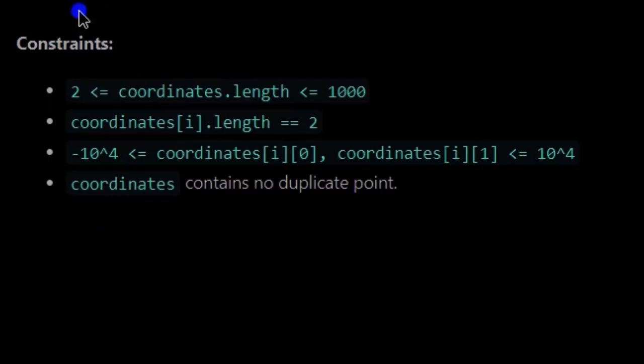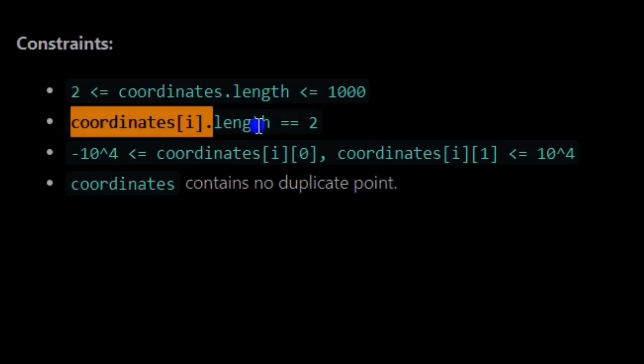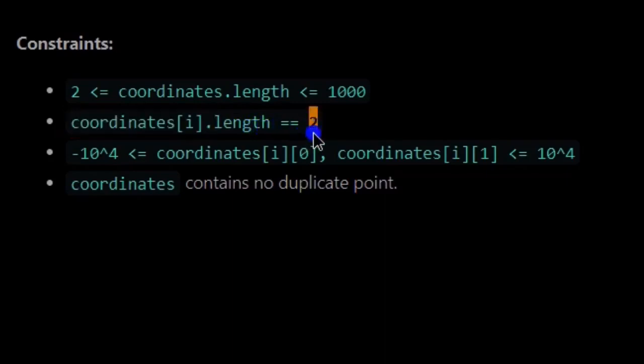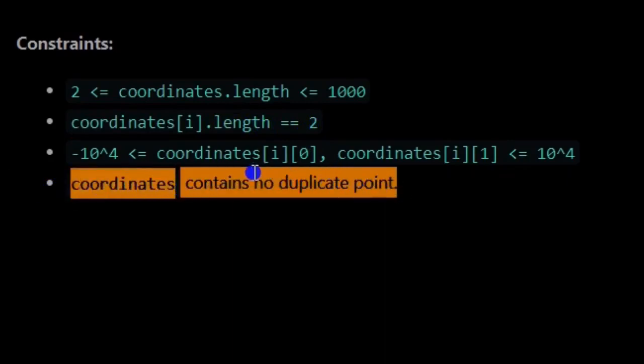Also we are given that the length of the coordinates, or the number of input points, will be minimum 2 and maximum 1000, and coordinates[i].length means each point will be of length 2 because there are two values, x and y coordinate. And the fourth point is that there is no duplicate point, so all the points are unique. So these all are the constraints given to us. Let's see how we can solve this.